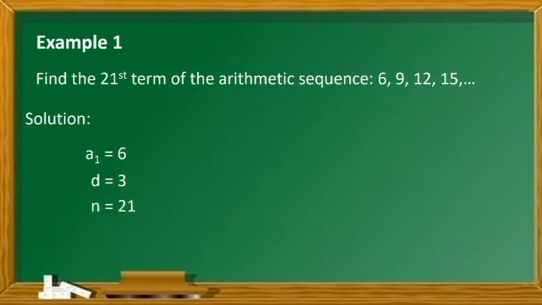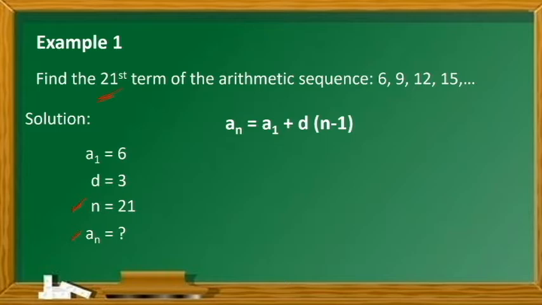Next we have n is 21. Then next, a sub n is missing or unknown. So we know that our value of n is 21 because we're going to find the 21st term. So meaning n, or the number of terms in that given sequence, is 21, and the last term or a sub n is missing. Okay, so now since we're going to find the last term, we need to use the formula for the nth term of an arithmetic sequence.